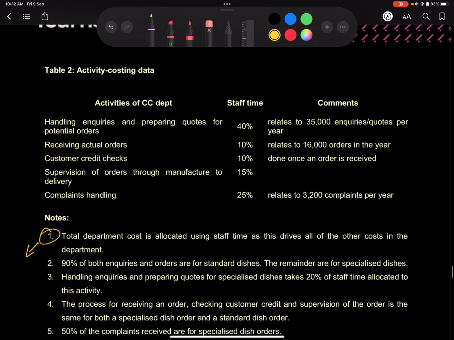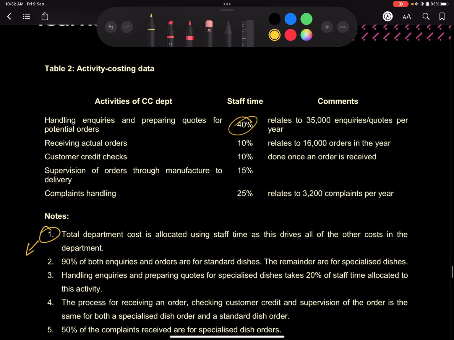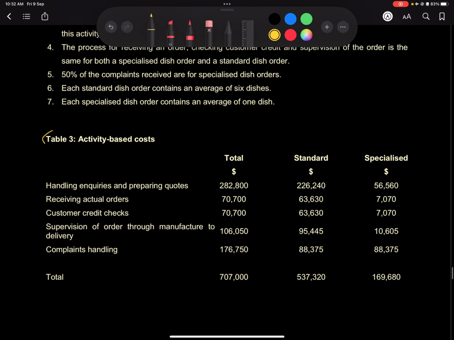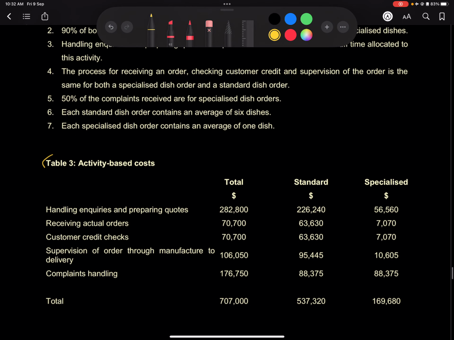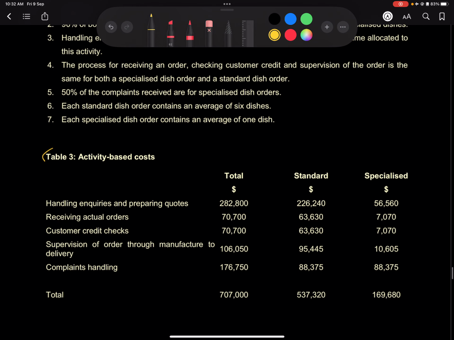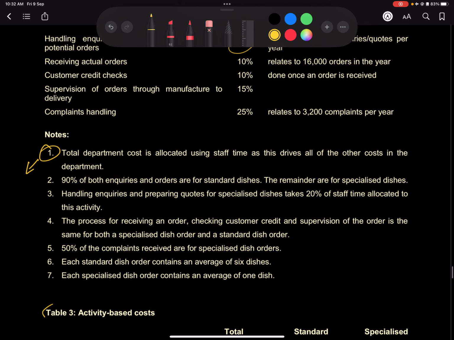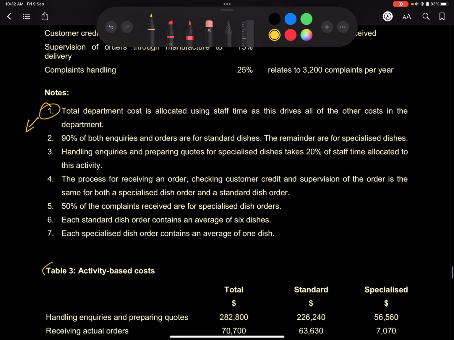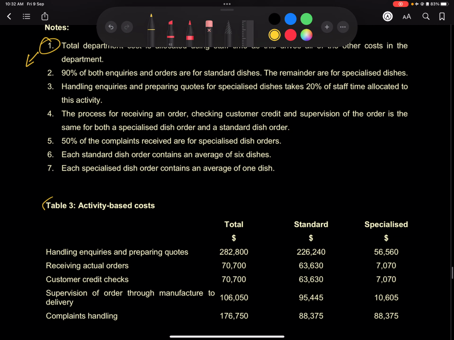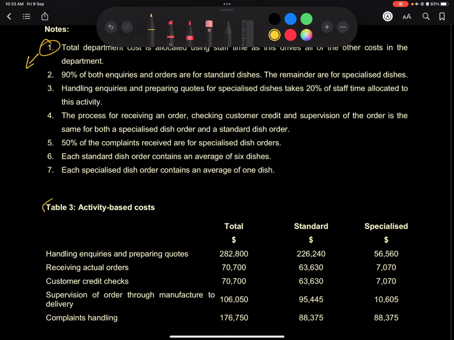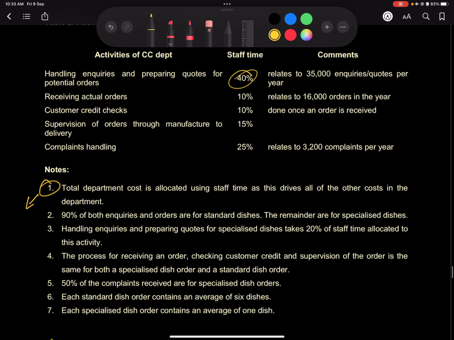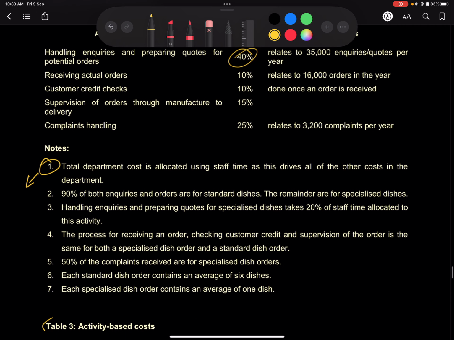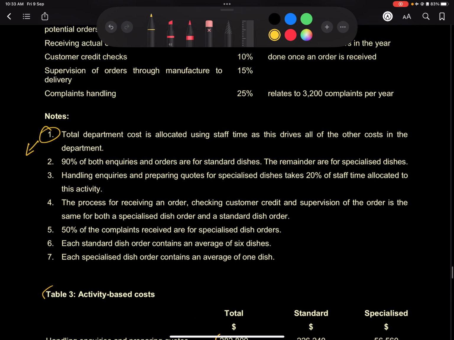All we need to do is 707,000 times 40%, which is 0.4. So that's going to be 282,800. Next, 707,000 times 10%, 0.1, so that's 70,700. Once you've done that, the supervision cost is how much? 15%, so 707,000 times 0.15.